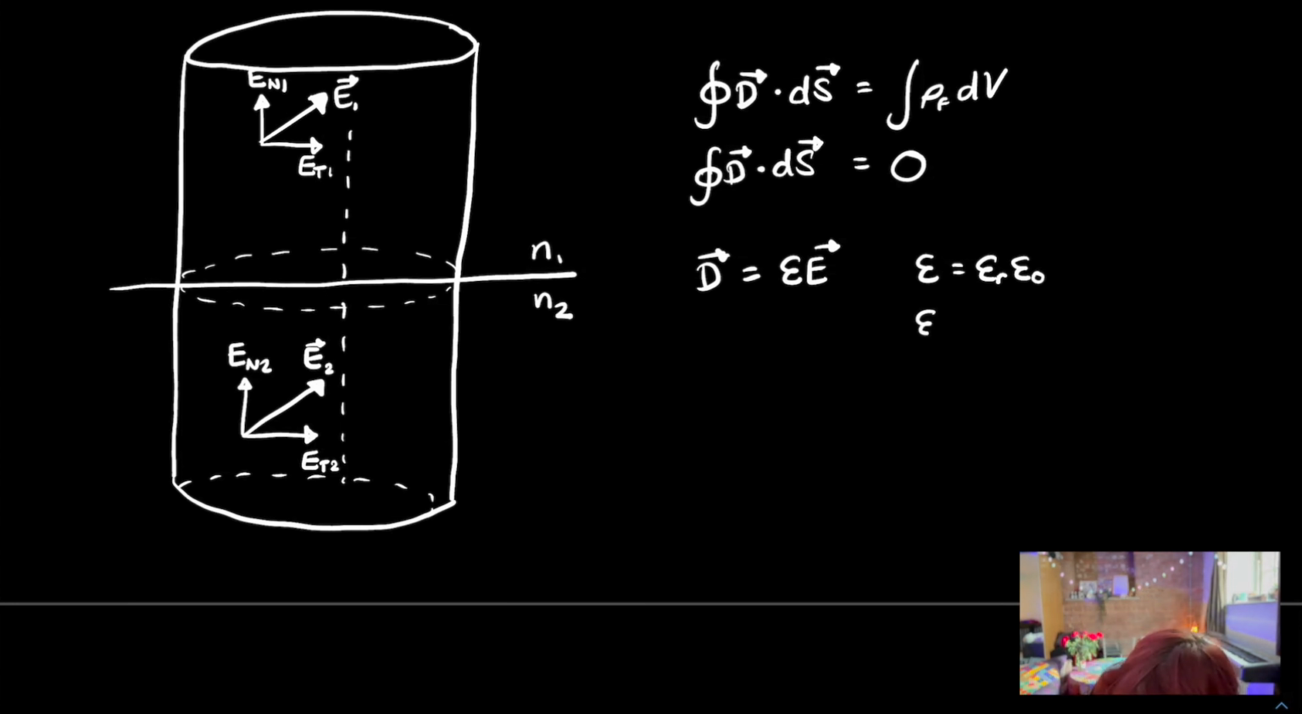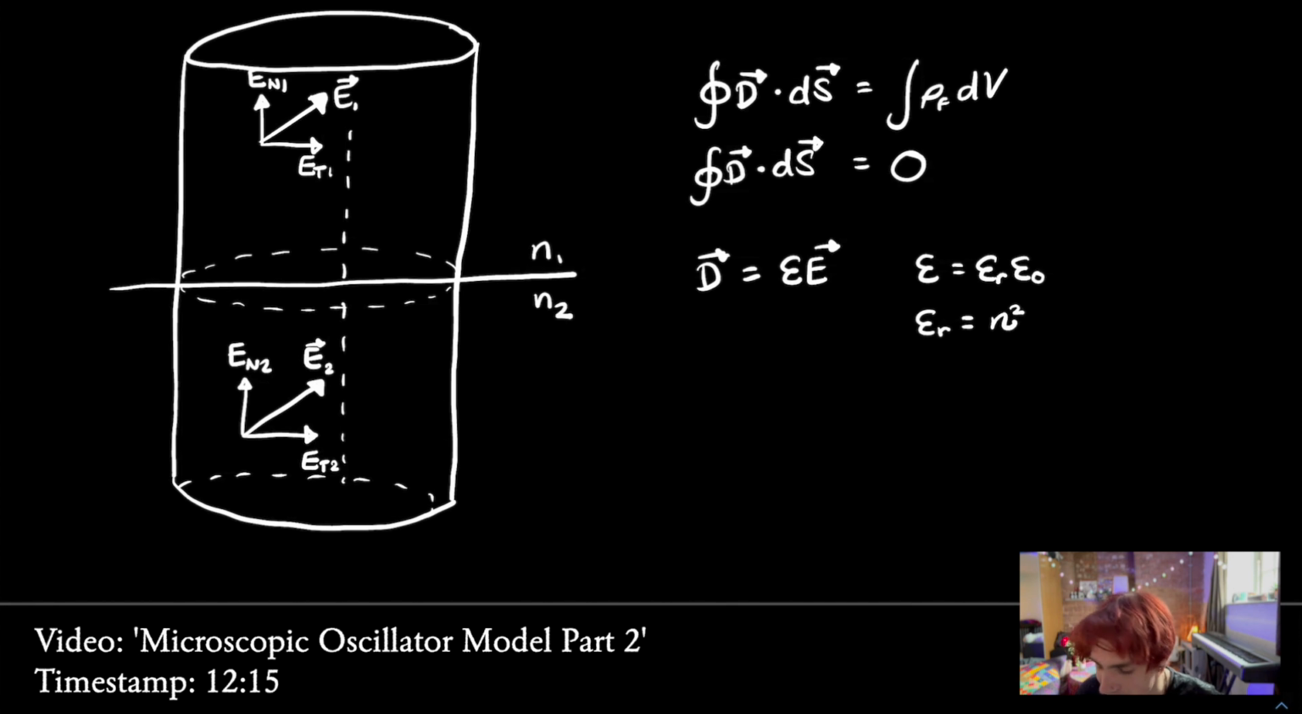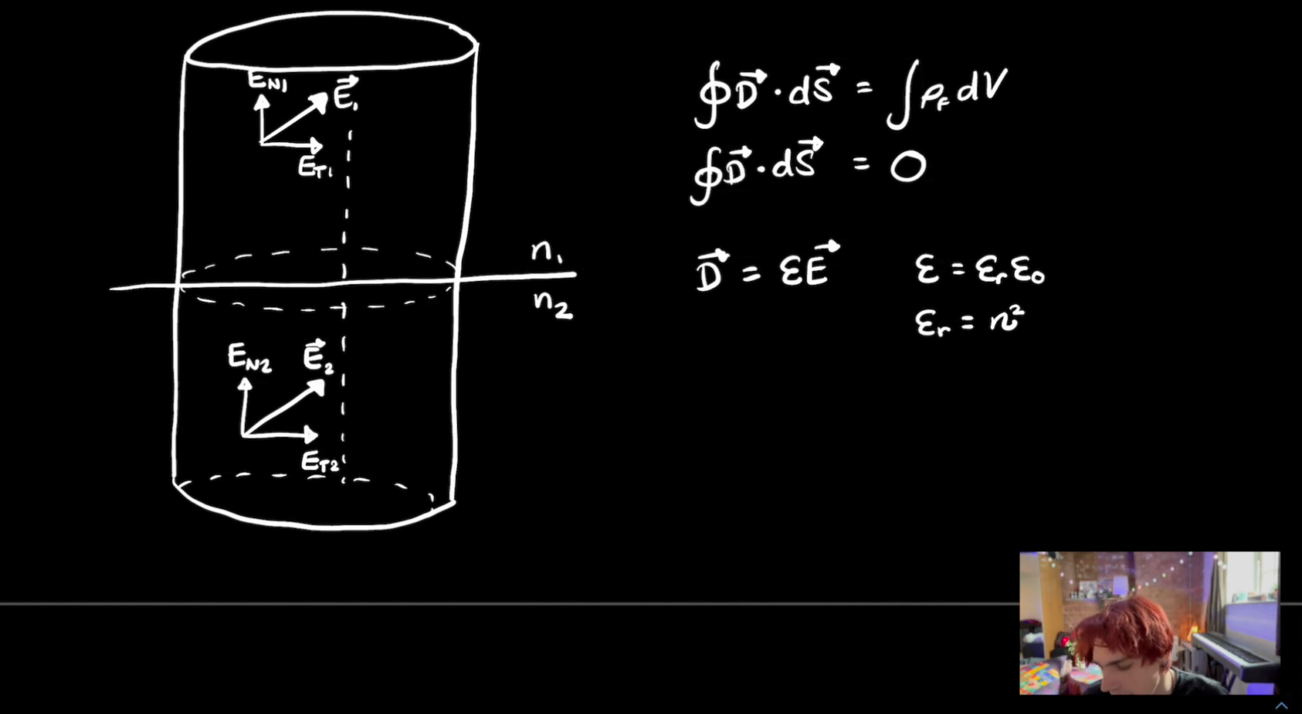And we know that the relative permittivity for a material which is not ferromagnetic is equal to the square of the refractive index. Now, if you haven't seen this before, I recommend checking out my video on the microscopic oscillator model, in which I discuss how the relative permittivity is related to the refractive index. But hopefully you would have seen this before, in that the relative permittivity is equal to the square of the refractive index. So with that all said, I'm going to replace all the E's in this diagram with D's.